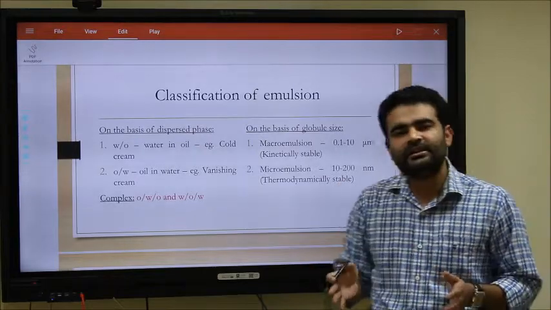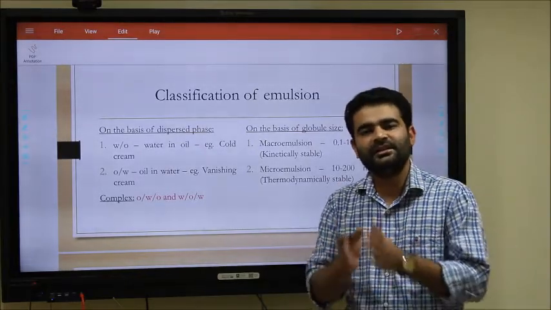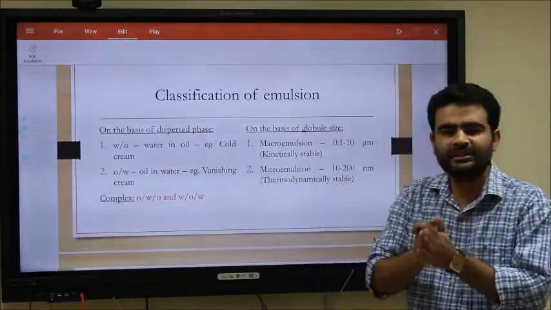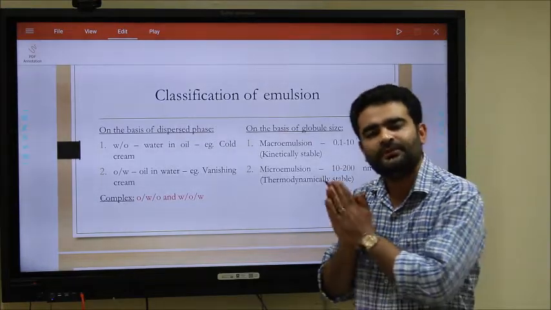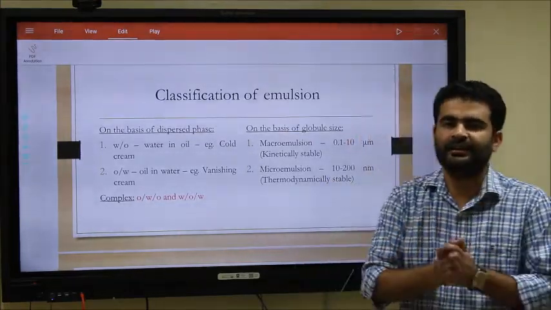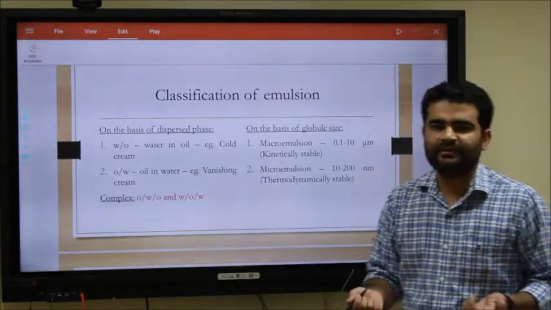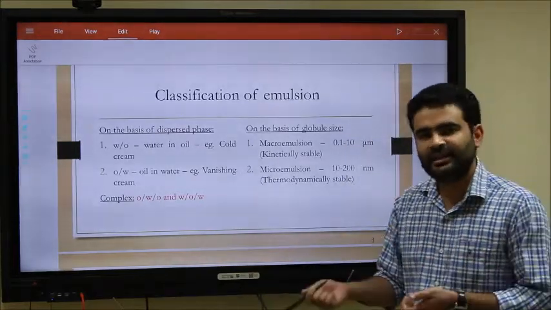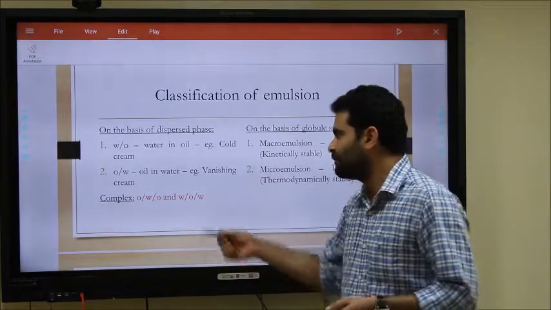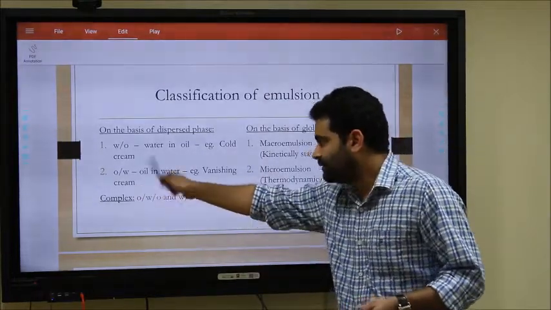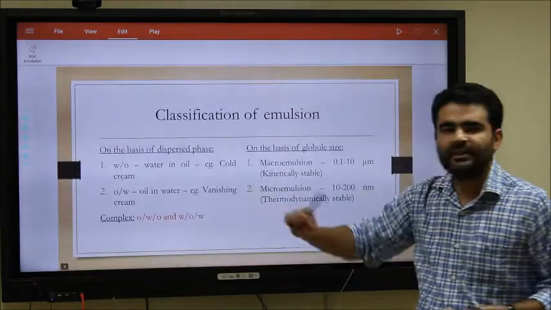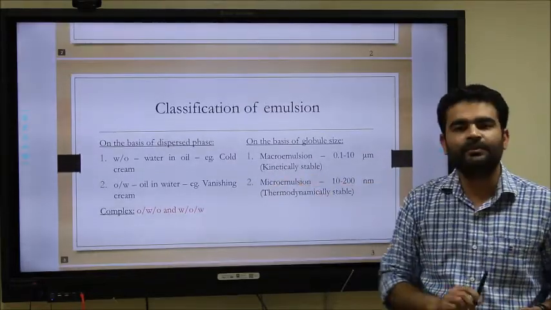So how does milk curdle? By adding acid, because the protein precipitates. The proteins are responsible to form the emulsion of the milk. So if proteins lose their property, the emulsion will crack. So that's why milk curdles when acid is added. Okay, so oil in water type emulsions are vanishing cream and milk.